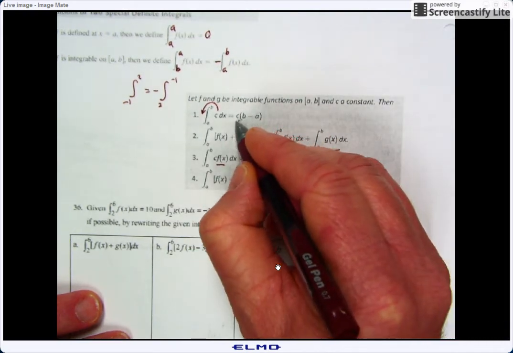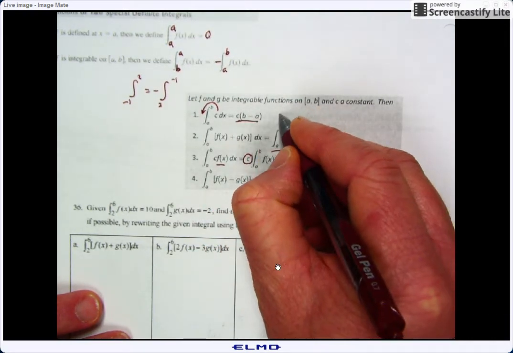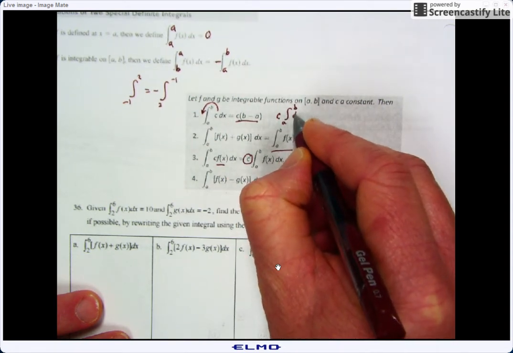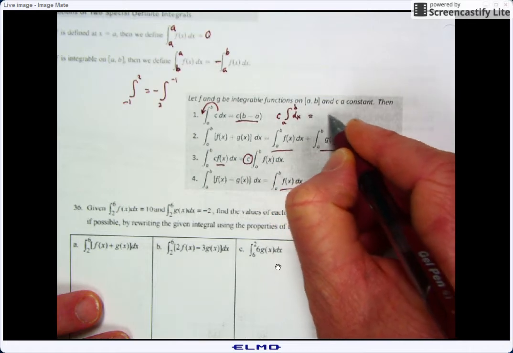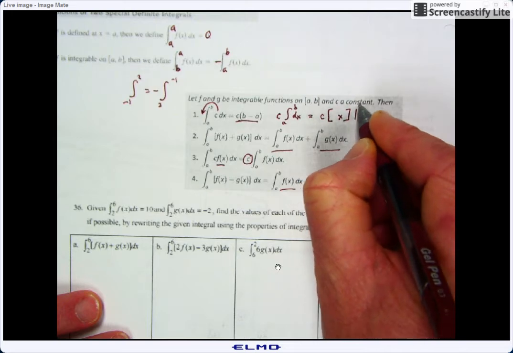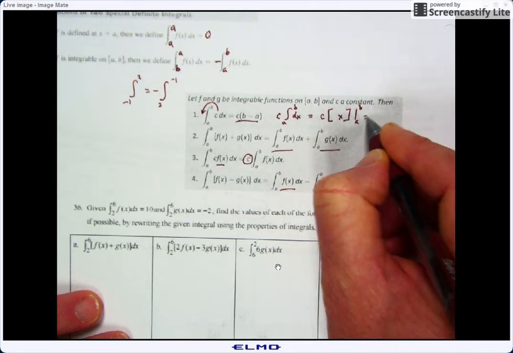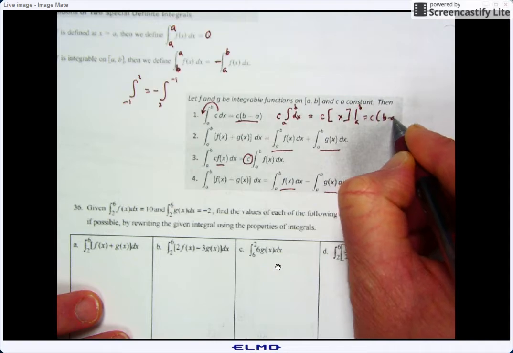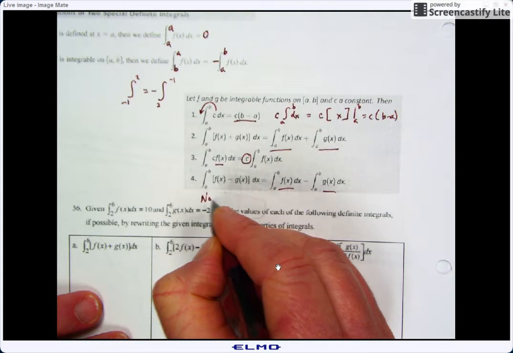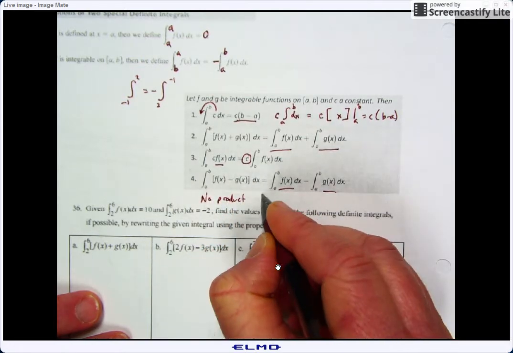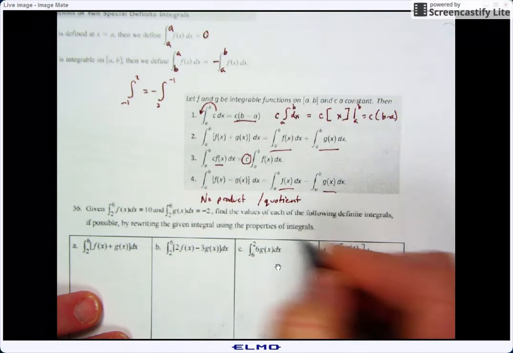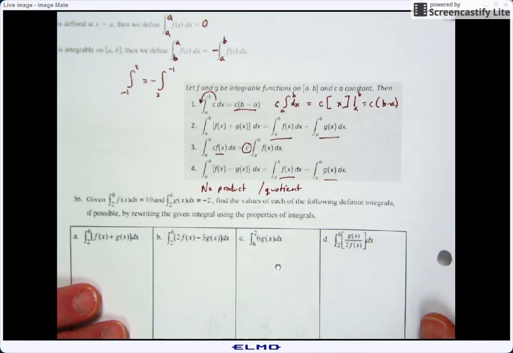The reason this one is c times (b minus a) is because when you're left with just a dx, the integral would be c times x from a to b. And when you plug that in, you get b minus a. So those are basic properties. Notice there is no product rule and there is no quotient rule. So you can't multiply or divide integrals and stay with the properties. That's the same as true for derivatives.